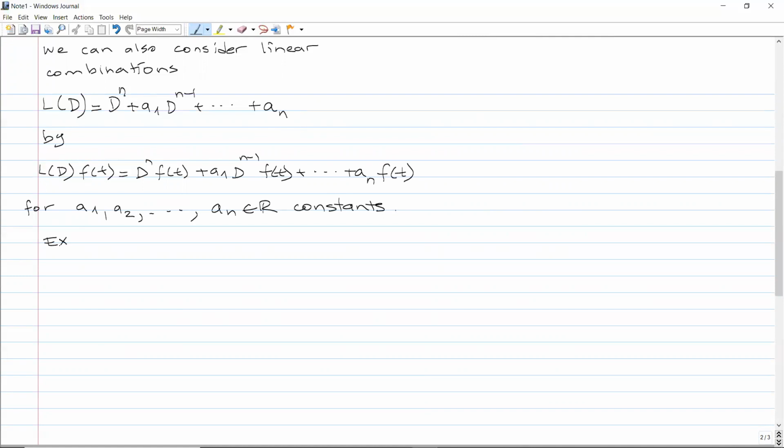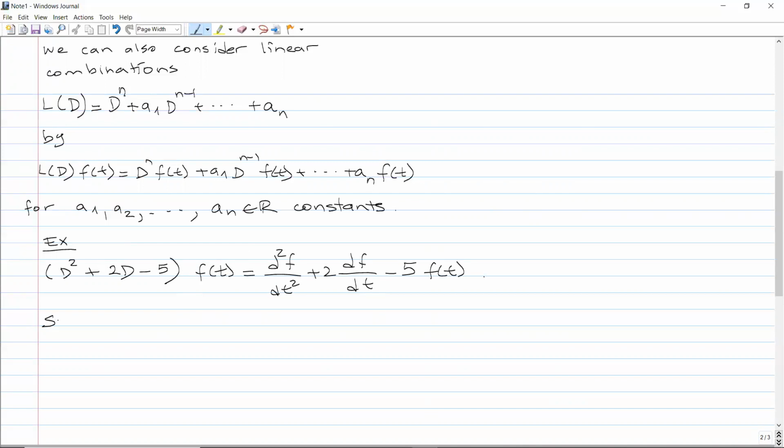For example, if you have D squared plus 2D minus 5, this means, when you apply it to function f, the second derivative of f plus 2 times the first derivative of f minus 5 times the function f. Such a combination L of D is called a differential operator.